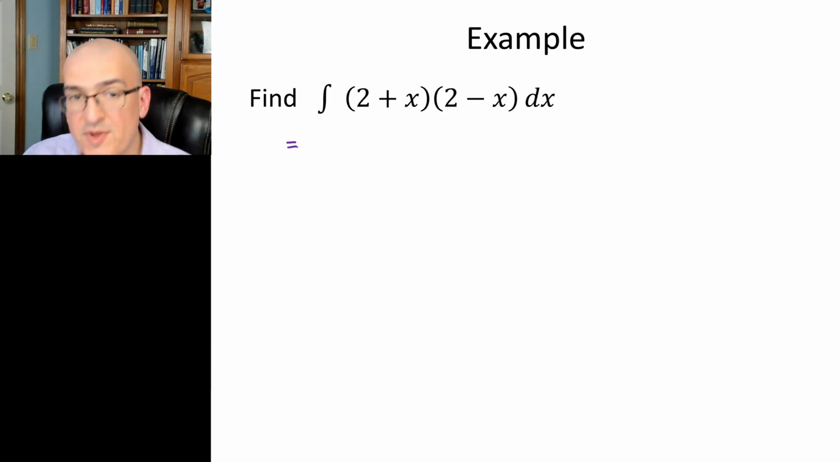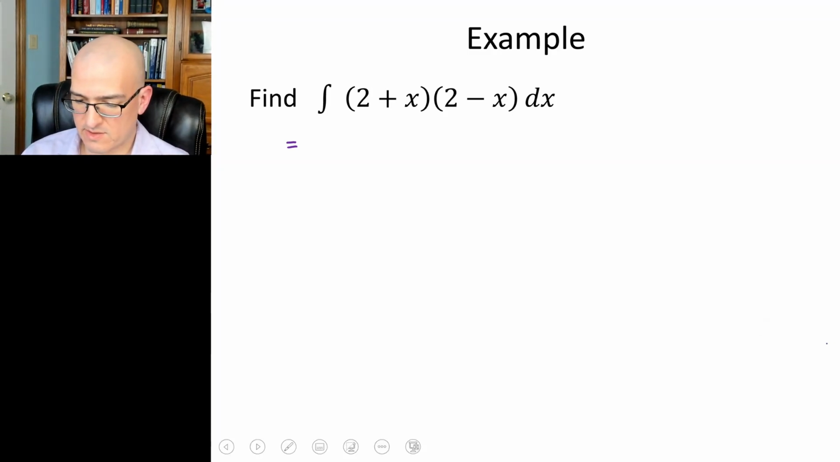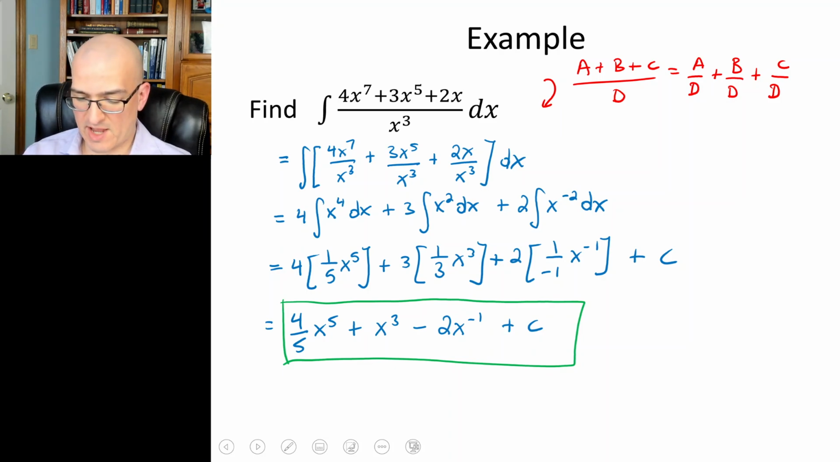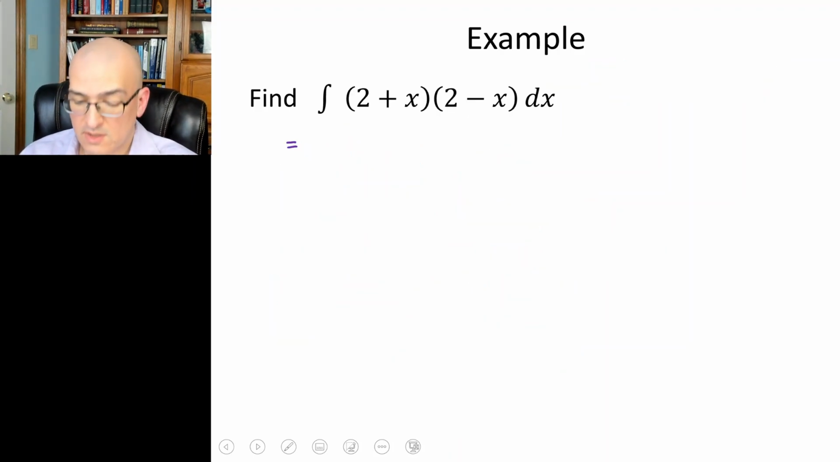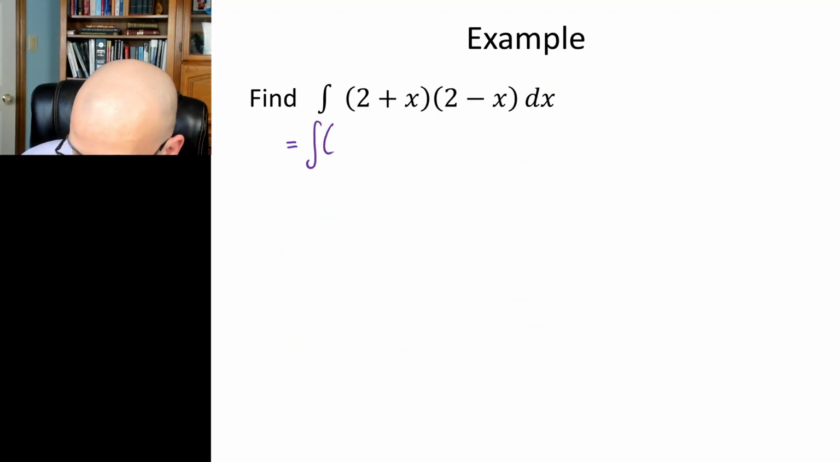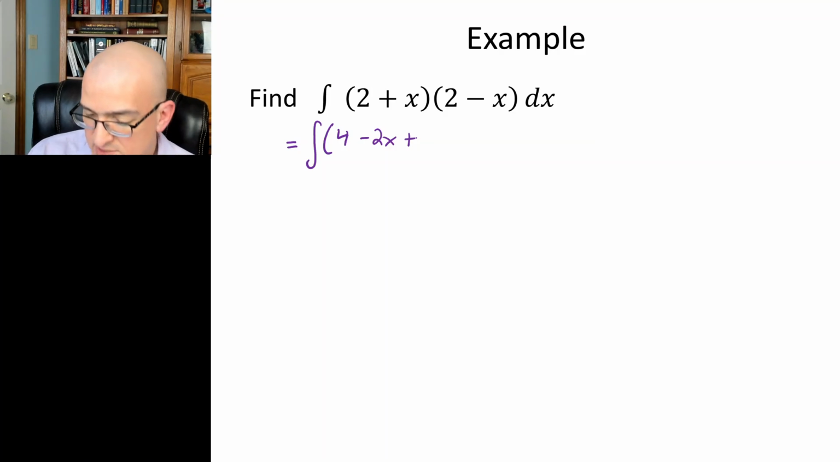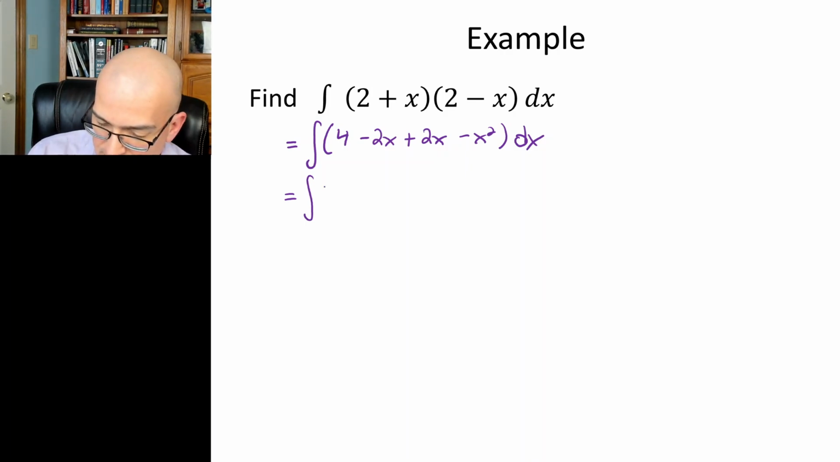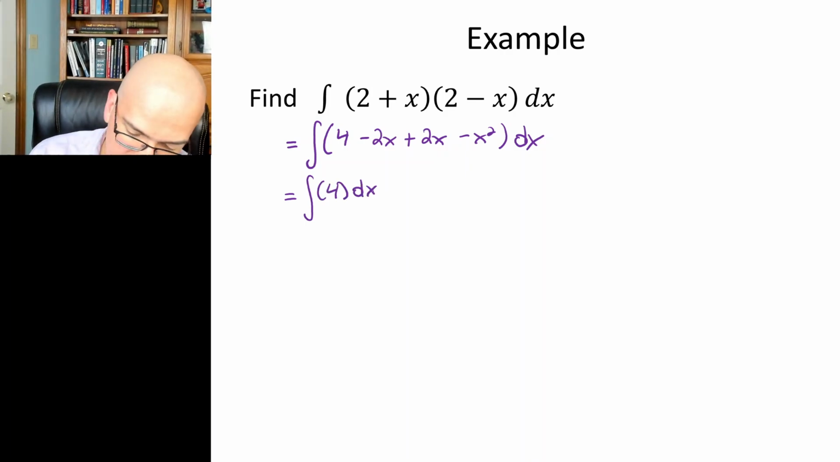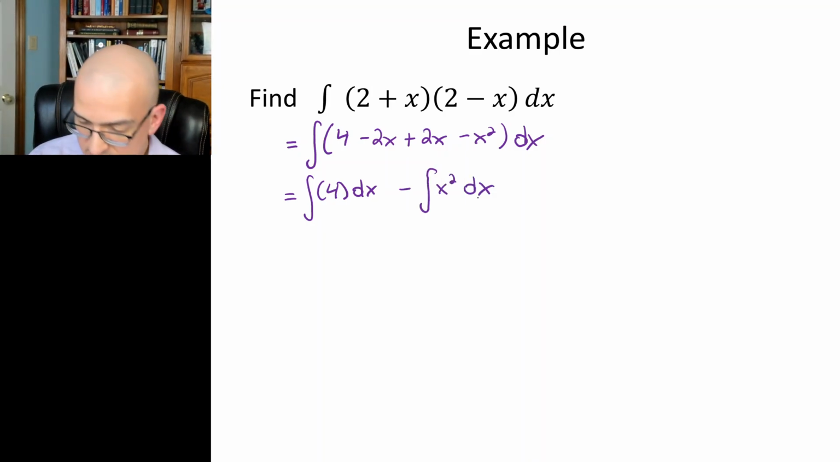All right, so big picture. How do we make this look like each of those pieces? Antiderivative of x to the 4, antiderivative of x to the 2, antiderivative of x to the negative 2. Well, we're just going to FOIL. So antiderivative of 2 times 2, 4, and then 2 times negative x, negative 2x, plus inside times inside, last times last. Those two cross terms are going to cancel each other. So we have the antiderivative of 4 with respect to x minus the antiderivative of x squared with respect to x.